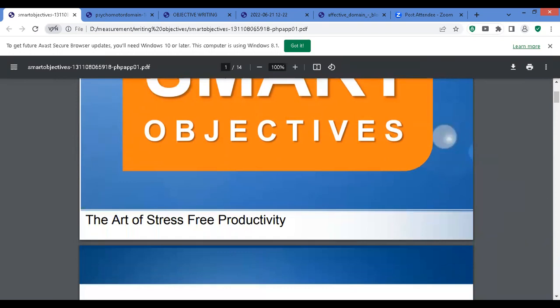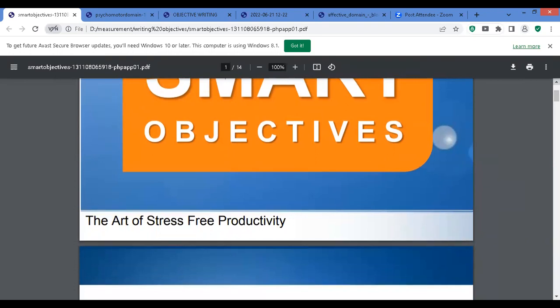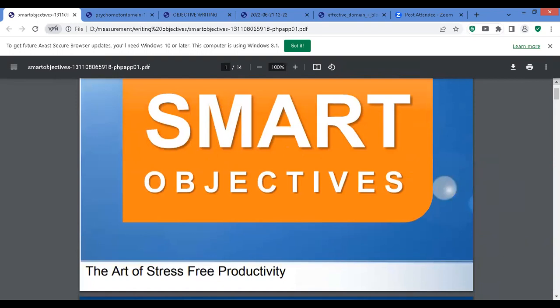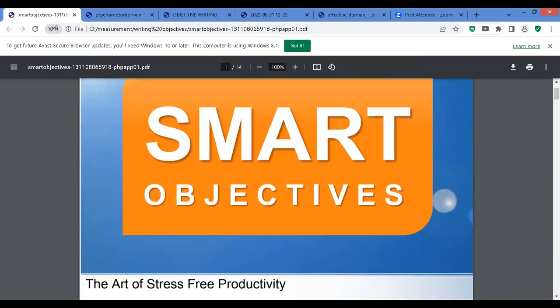So we are going to discuss these SMART objectives. How can we make sure that our objectives are smart?